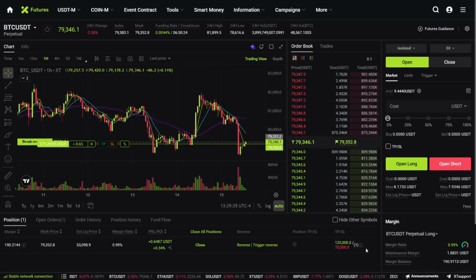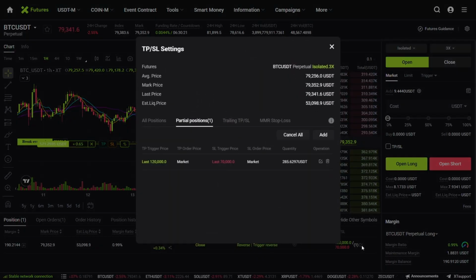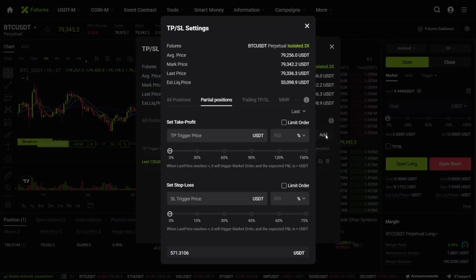For our second one, we can click on this icon here, click add, and we are going to add our second take profit and stop loss position. For this order, we're going to give it a lot more room. So we're going to set our take profit at around 180,000. This will mean if Bitcoin hits this price, we will be fully sold out of our position.